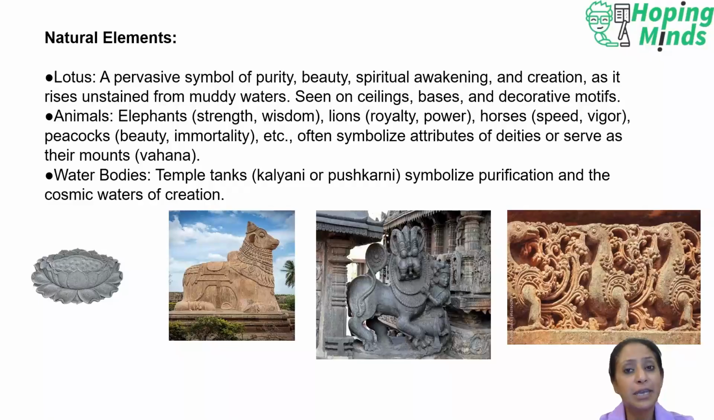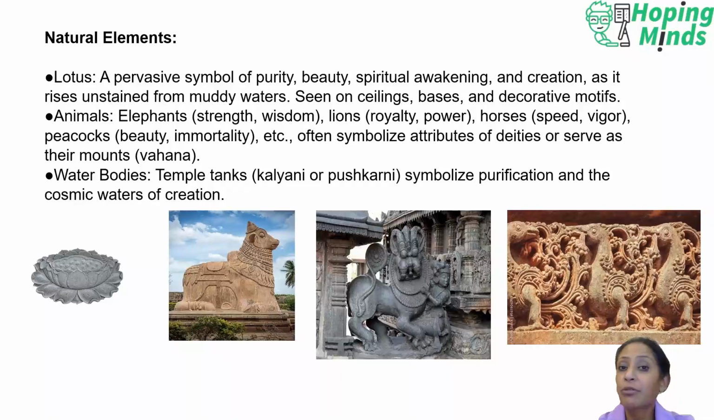Natural elements that came into play in the construction of these temples. The very first is the lotus, a pervasive symbol of purity, beauty, spiritual awakening, and creation as it rises unstained from muddy waters. We see how pretty a lotus is. Despite where it is grown, it continues to be pretty, seen on ceilings, bases, and decorative motifs.